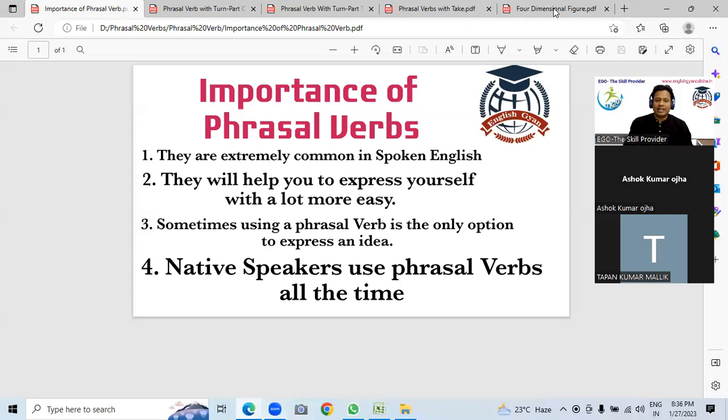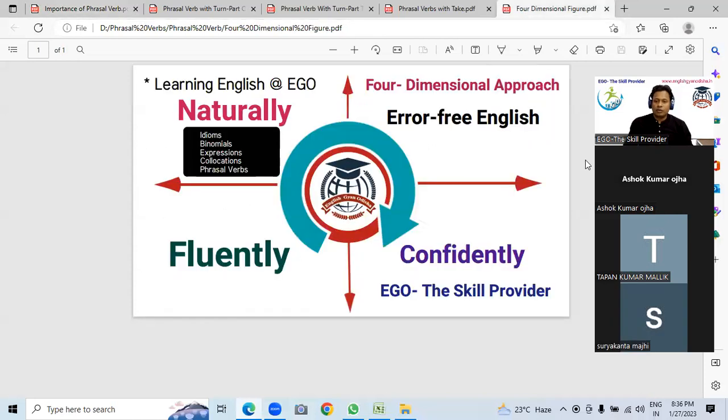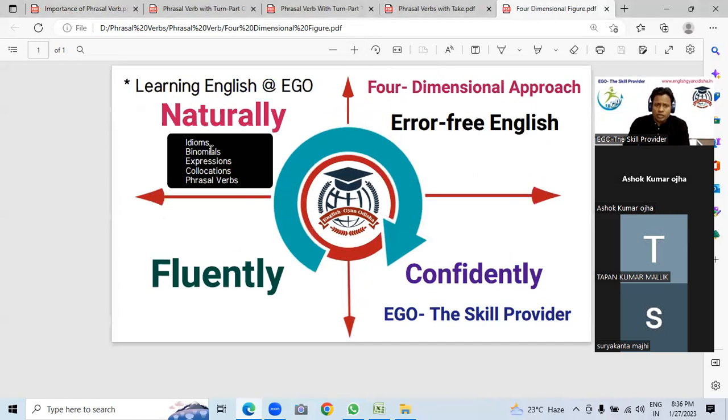Some rules and regulations are there, and this is our rules. If you check it out correctly, you can easily check it out. Natural means you are supposed to learn idioms, binomials, expressions, collocations, phrasal verbs. Some phrasal verbs I have given, but today I need to take another phrasal verbs into account because that's very important. You guys are not using phrasal verbs in your spoken English, and that does not look very natural.